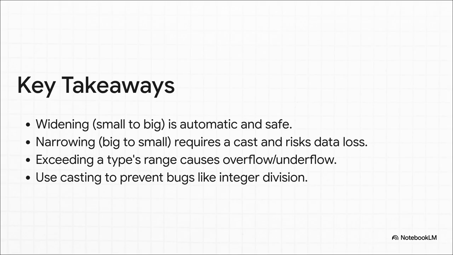Next, every single container has a limit, a max and a min. If you go past it, you get an overflow or underflow, and the value wraps around. And finally, you can use a controlled, explicit cast as a tool to fix annoying bugs like integer division.